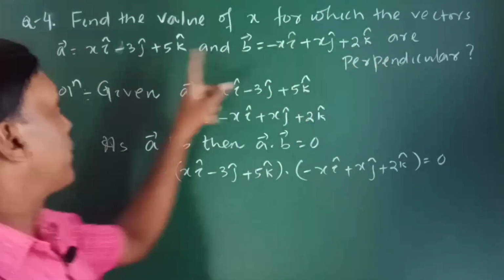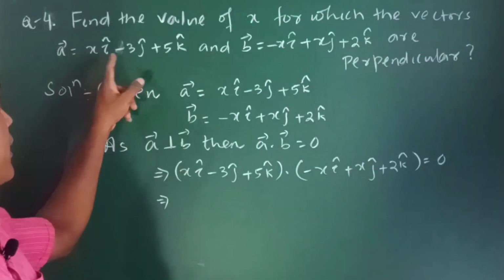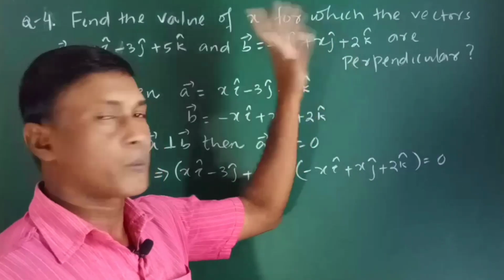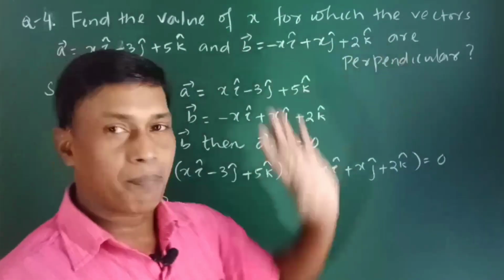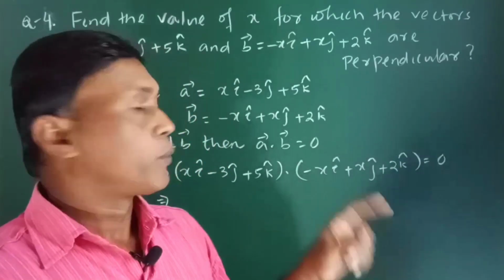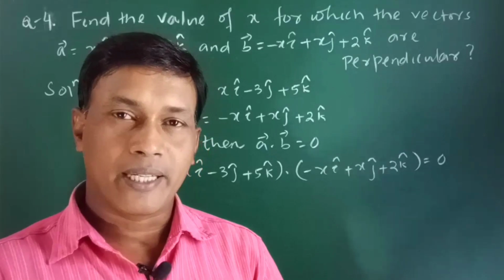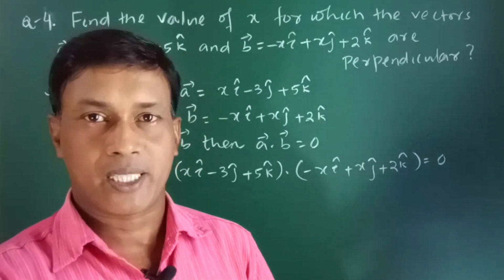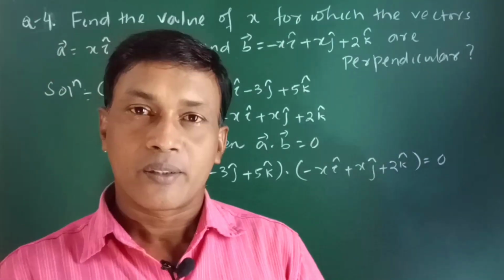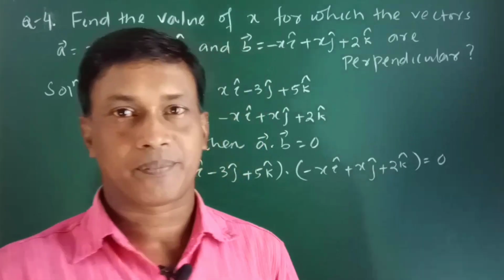For which the two vectors, A vector is given, B vector is given. A vector is x i cap minus 3 j cap plus 5 k cap and B vector is minus x i cap plus x j cap plus 2 k cap. The two vectors are perpendicular. In the previous example, what happened? Two vectors were given. We have to show that A plus B is perpendicular to A minus B. वो एग्जाम्पल हमको शो करना पड़ा कि the two vectors A plus B and A minus B are perpendicular.